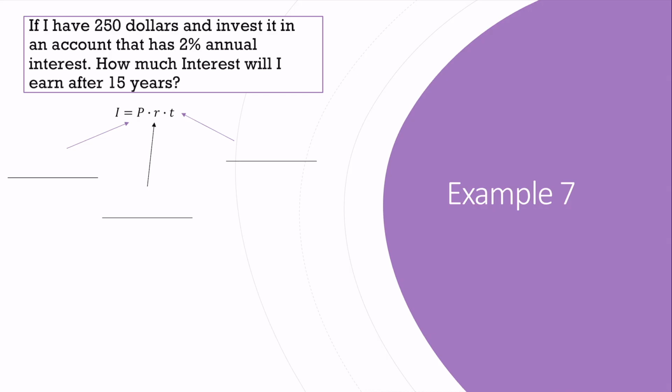Another type of problem we're going to see is these interest problems. So a thing for us to know is that interest equals principal times rate times time. And I believe we saw this in mathematical models. So if I have $250 to invest, that's our principal. I want to invest that in an account that has 2% annual interest. That's my rate, but I need to write it as a decimal. And I want to know how much it will earn after 15 years, where our time is always in years.